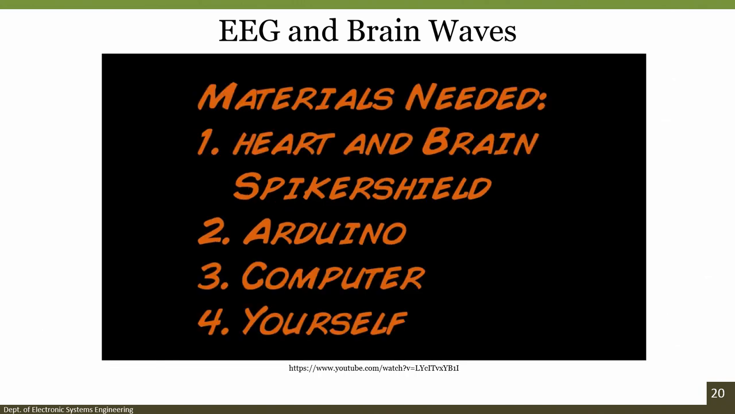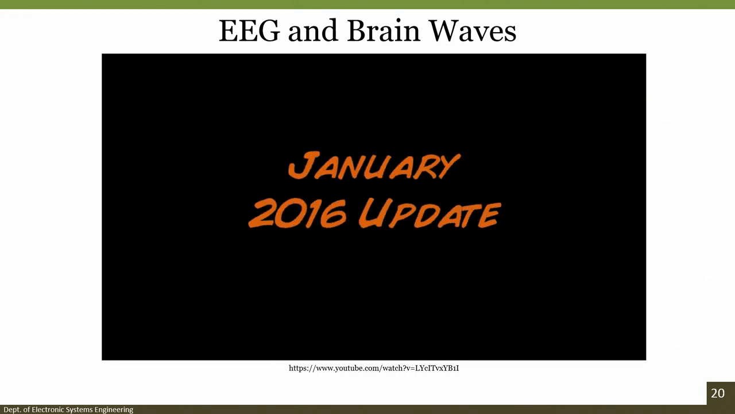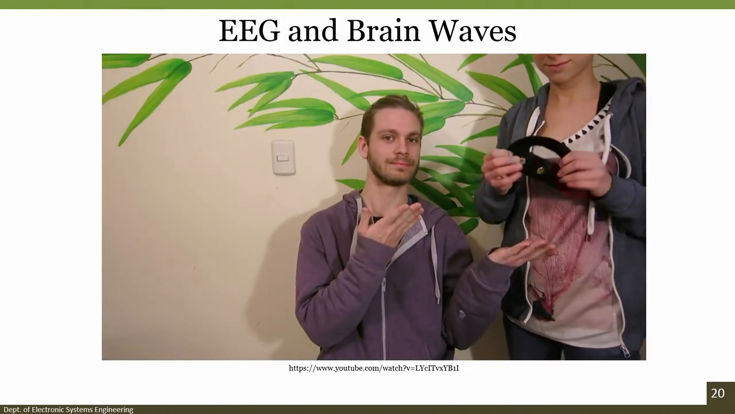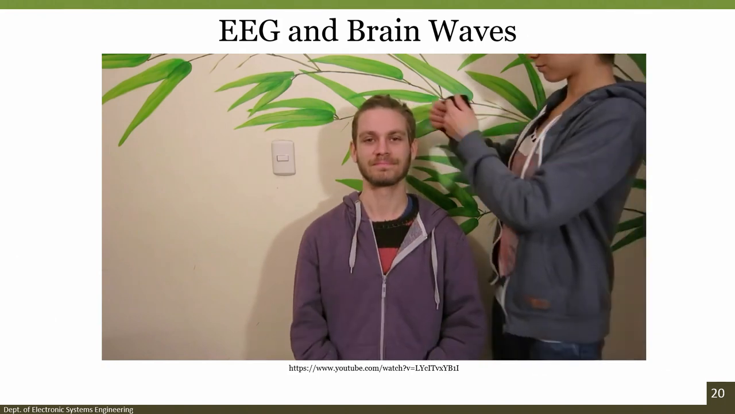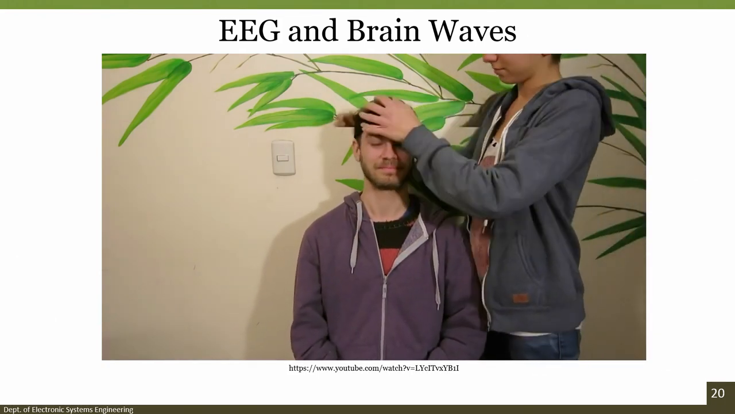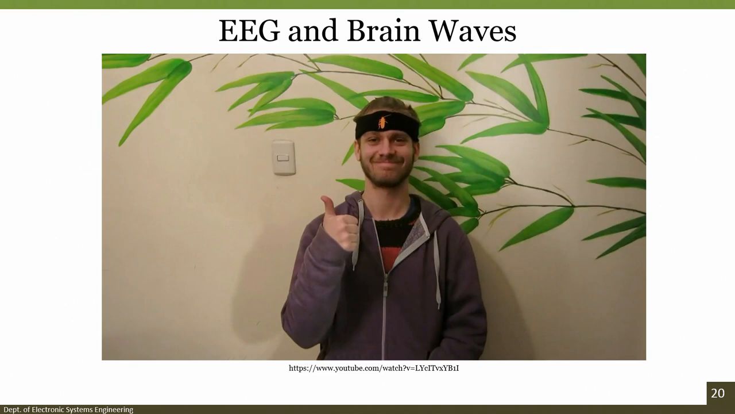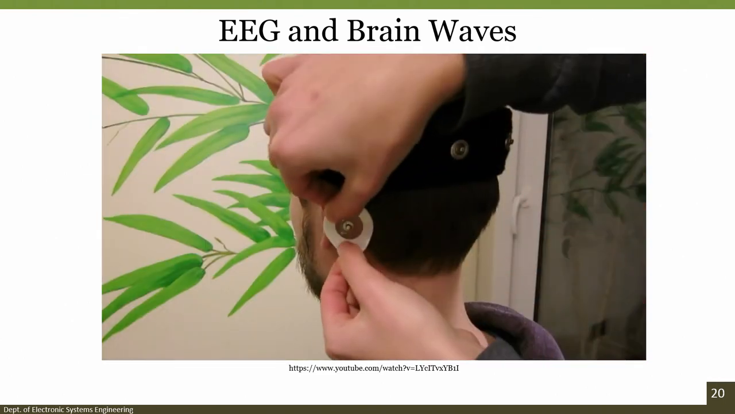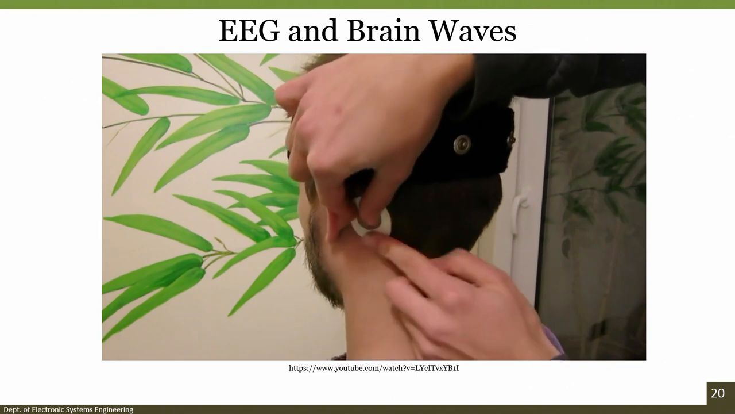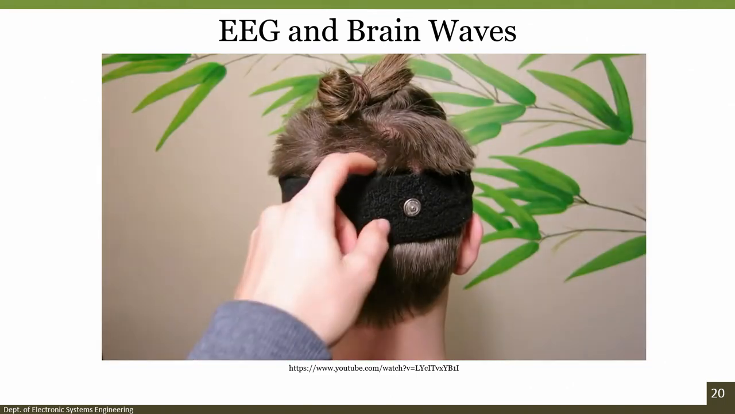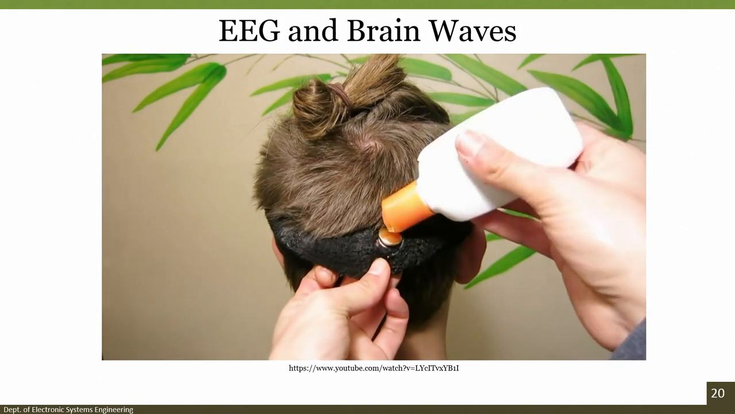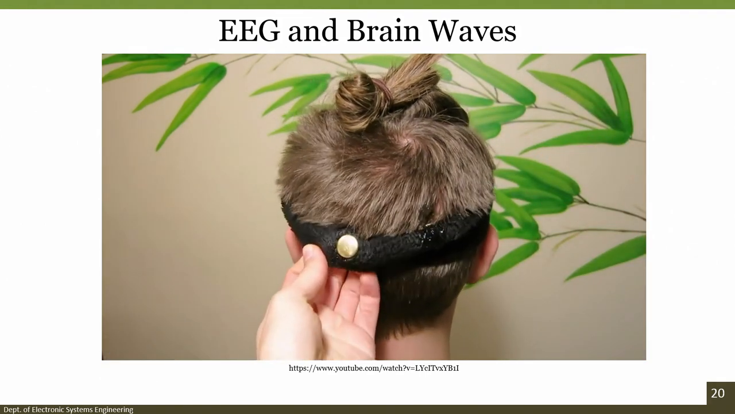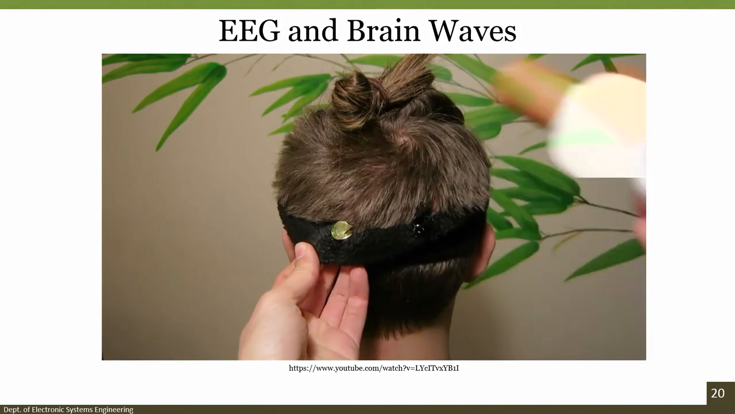For this experiment, you need a Heart and Brain SpikerShield, an Arduino, a computer, and yourself. To begin, take the Backyard Brains custom EEG headband and place it on your forehead such that the electrodes on the back of the headband are located on the back of your head. For the ground, we will place an adhesive electrode on the mastoid process, which is the bony projection you can feel behind your ear.